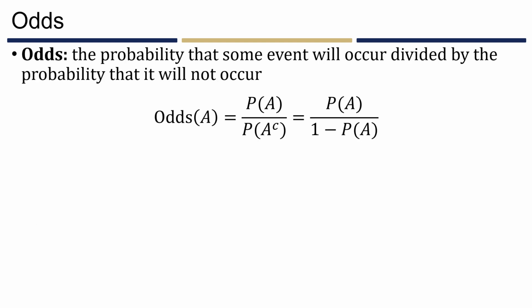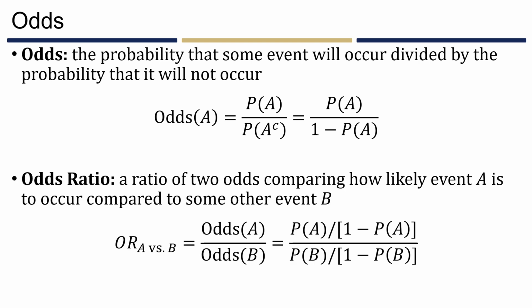Two other metrics that we can use to describe the likelihood of events occurring are the odds and the odds ratio. The odds are defined to be the probability that some event will occur divided by the probability that that event will not occur. Two ways of calculating this that are identical are taking the probability of A and dividing by the probability of its complement, which is equivalent to the probability of A divided by 1 minus the probability of A.